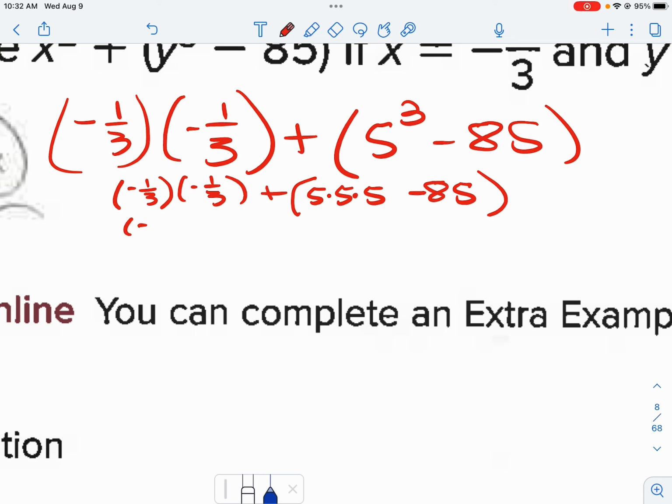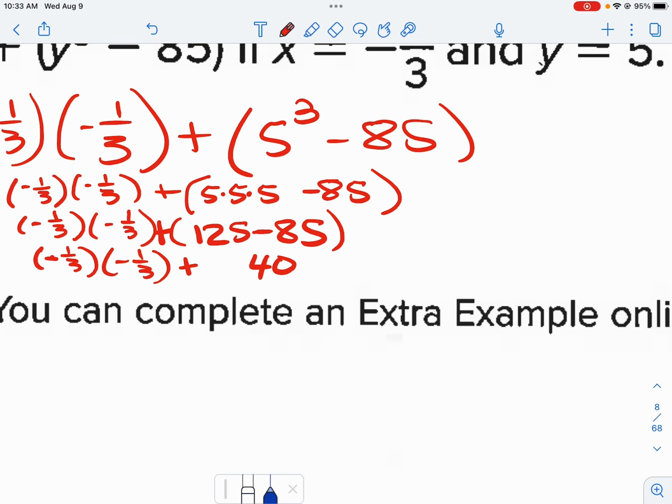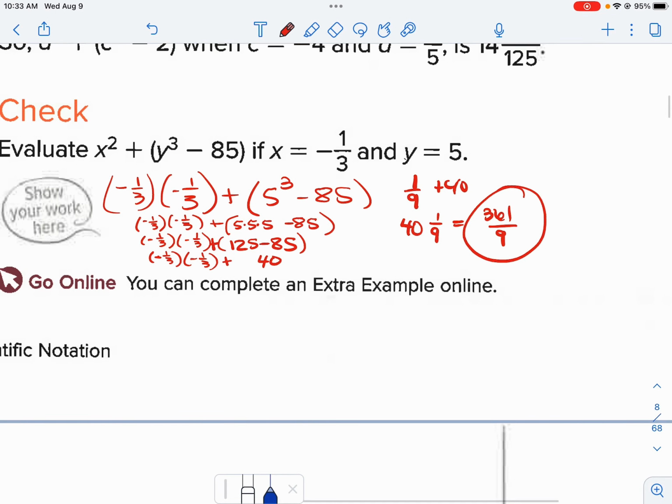And so that is, sorry, I don't have a lot of room. Oops, plus sign. Don't forget the plus sign. 125 minus 85. Plus, and that's going to get me a 0. That's going to get me 40. So then I need to multiply these two. So negative times negative is positive. So I get 1 over 9 plus 40. So that's 40 and 1/9, or 361 over 9. And again, I prefer this answer.